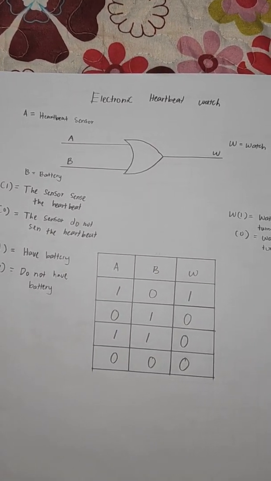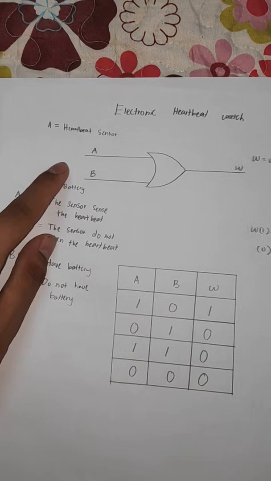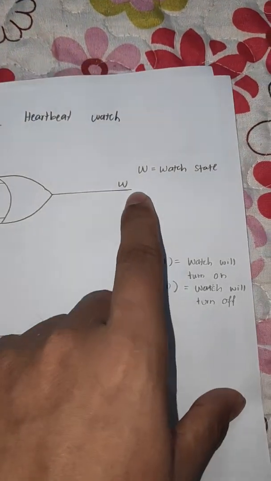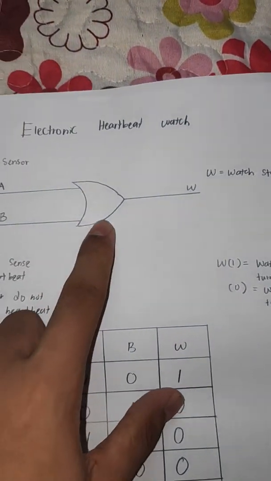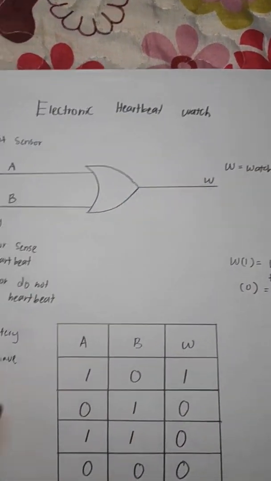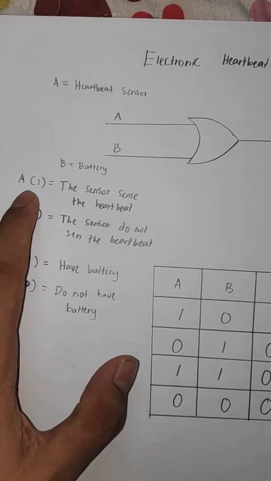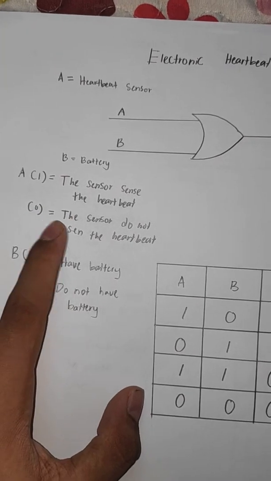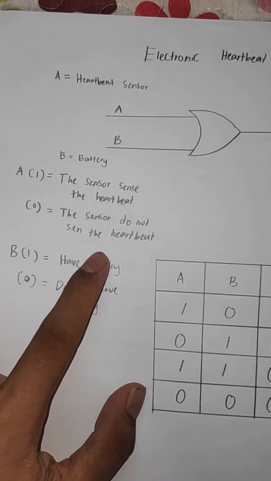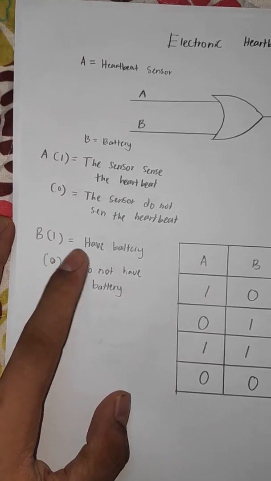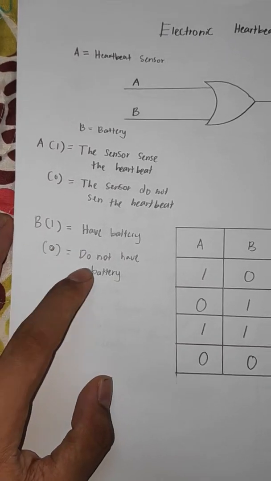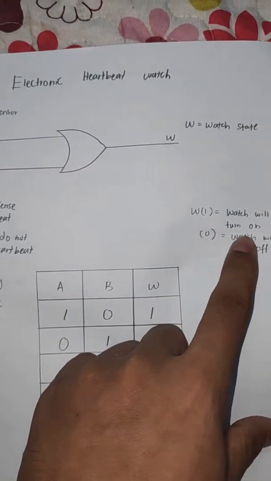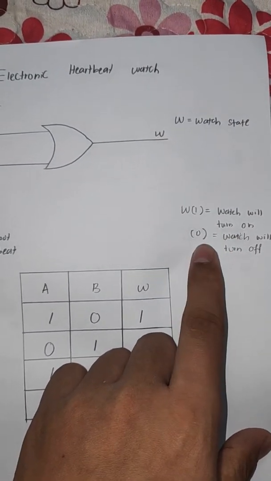Next, the electronic heartbeat watch. A is the heartbeat sensor, B is the battery, and the output W is the watch state. This is the OR gate. A 1 means the sensor senses the heartbeat, and 0 means the sensor does not sense the heartbeat. B 1 means there is a battery, and 0 means there is no battery. If the output W is 1, the watch will turn on, and if 0, the watch will turn off.